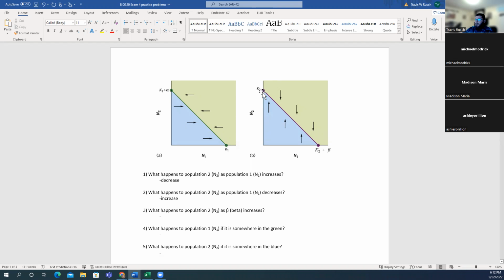Now, what if we increase it? We divide it by 2. Would K2 divided by 2 get bigger or smaller? Smaller. Right, and if it's 3, 4, 5, whatever, we know that it's going to go down, right? So as beta increases, K2 gets smaller, so we go down the isocline, so it decreases, right? Does that make sense why it would decrease with an increasing beta value? Yeah. Okay.